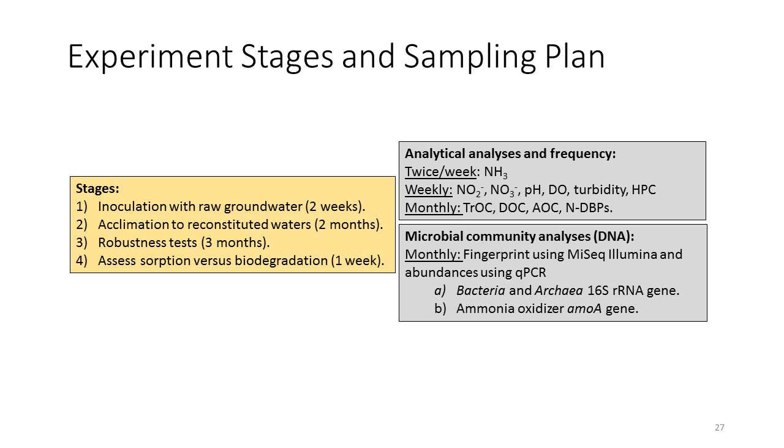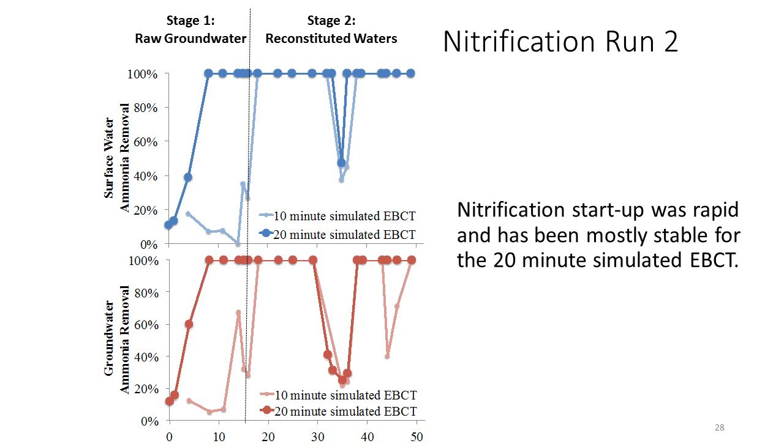For our analytical analyses, twice per week we measure ammonia. Weekly we measure a whole bunch of other things: nitrate, nitrite, pH, DO, turbidity. Monthly, we're measuring trace organics, DOC, AOC, and nitrogen disinfection byproducts. We're also taking samples for microbial community analyses on a monthly basis. We're going to be doing fingerprinting using MiSeq Illumina, and then looking at abundances with qPCR, both of the 16S rRNA gene for bacteria and archaea, and also ammonia oxidizer genes. Actually, that's it. We're continuing from there, and we're hopeful this time around.